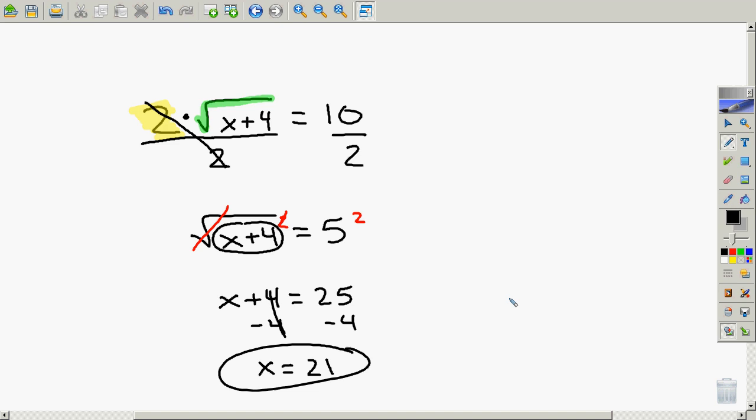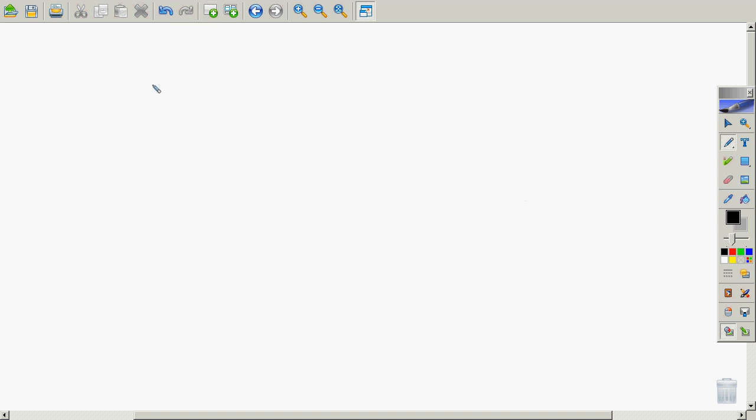Okay? All right. Let's try one last one. And let's make it look like this. Let's say 5 square root of 2x. Then over here, let's put minus 4 equals, and let's say 26.